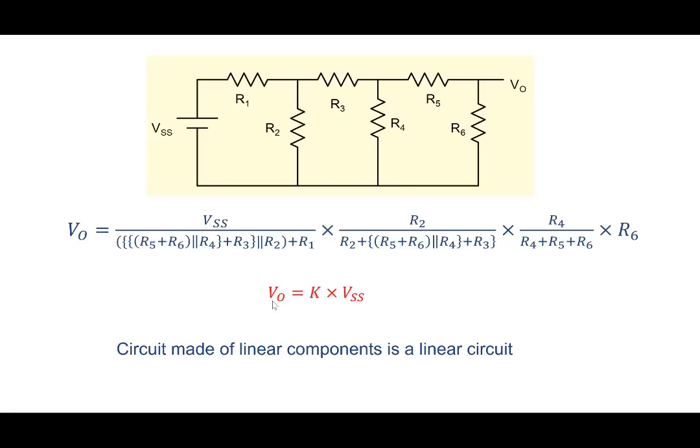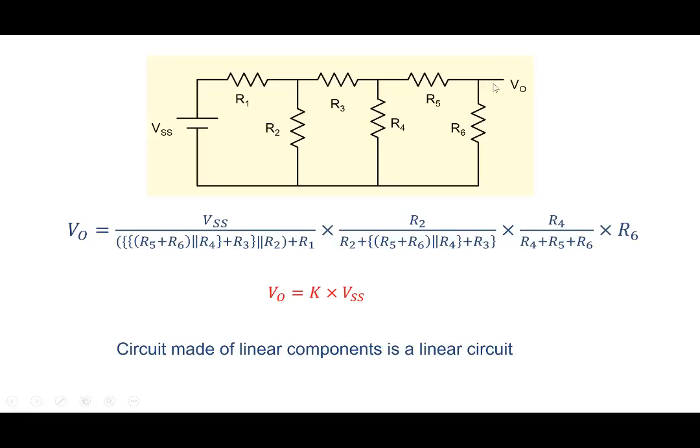I'm not strictly justifying it or proving it, but it's sort of understandable. Linear components, combination of linear components, the circuit is also linear, and the relationships will also be linear. So V0 is linearly related to VSS. This factor K, of course, is complicated. It involves all these resistors that you see here. But the dependence on VSS is straightforward. It's proportional. If you double VSS, V0 will double. If you make VSS equal to 0, V0 will go to 0.